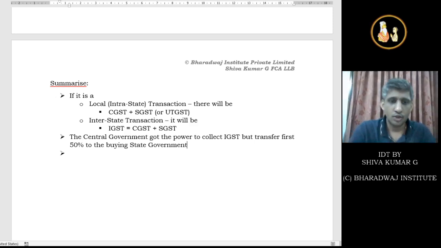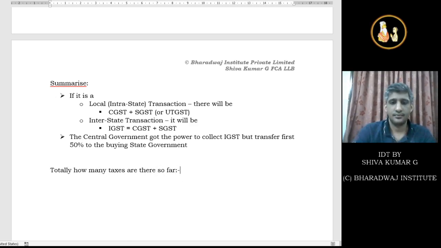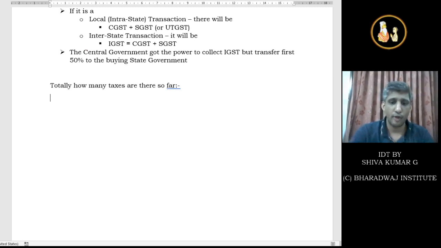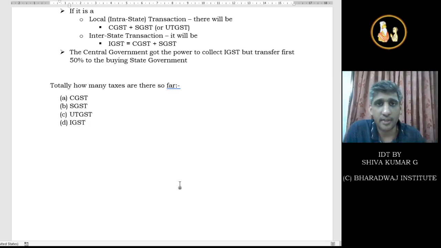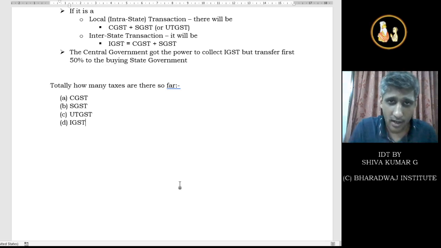This is what we have summarized. So totally, how many taxes are there so far? CGST, SGST, UTGST, IGST. Four taxes. One India, one nation, four taxes is called one tax. It is four taxes on one tax, one tax on four taxes. It is one but many, many but one.